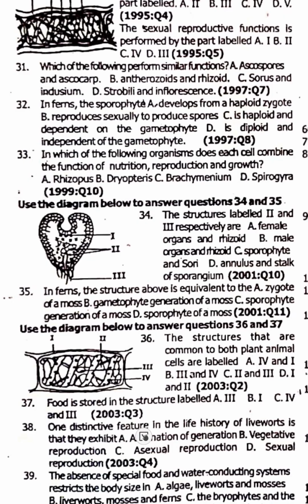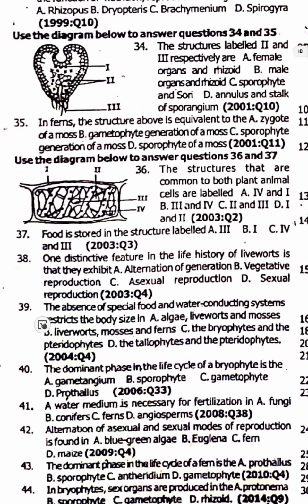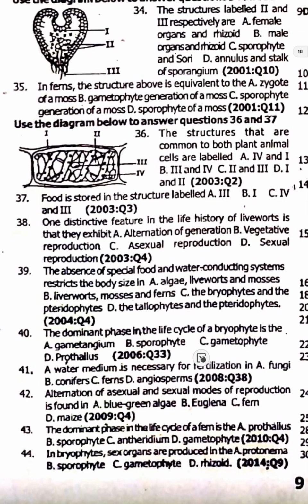38. One distinctive feature in the life history of liverwort is that they exhibit alternation of generation. Option A. 39. The absence of special food and water conducting system restricts the body size in. They have no system to conduct food and water, so you see the body size in algae, liverwort and mosses. Don't forget they are part of bryophyte. After their class, you get another class called Pteridophyte or fern. Fern is also called Pteridophyte. 40. The dominant phase in the life cycle of a bryophyte, gametophyte. Option C. In case you see this one for your exam.